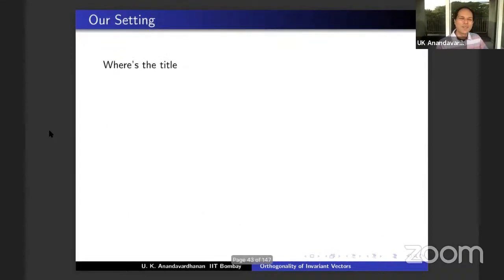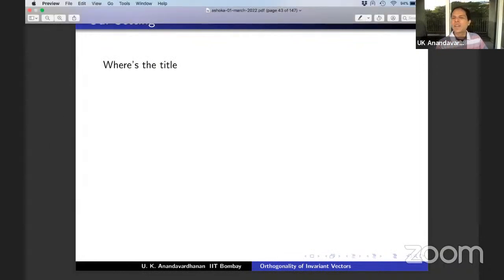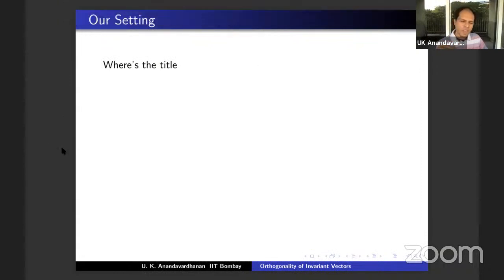Okay, so to continue, let's get back to the real results of this talk. So our setting, this is me and Arindam. So where is our title coming from? So there is orthogonality of invariant vectors. So vectors, that means there is some vector space. Of course, we are in representation theory, so there is an underlying vector space where your group is acting.